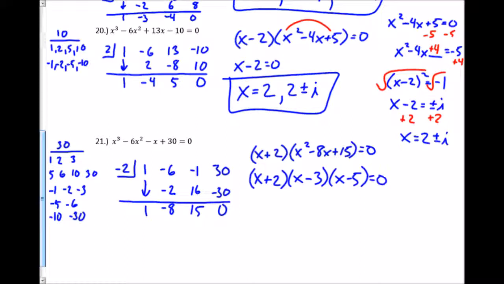And now I set each factor equal to 0, so I find out that x equals a negative 2, x equals 3, and x equals 5.